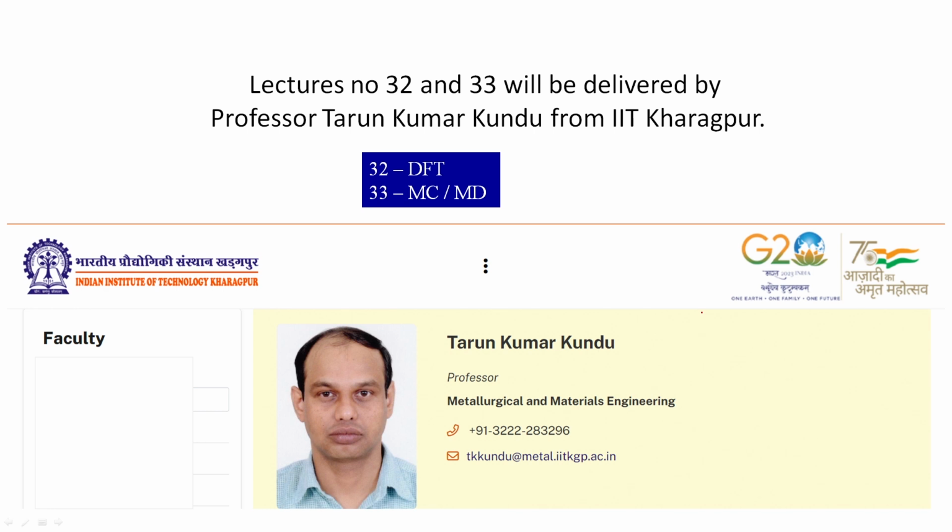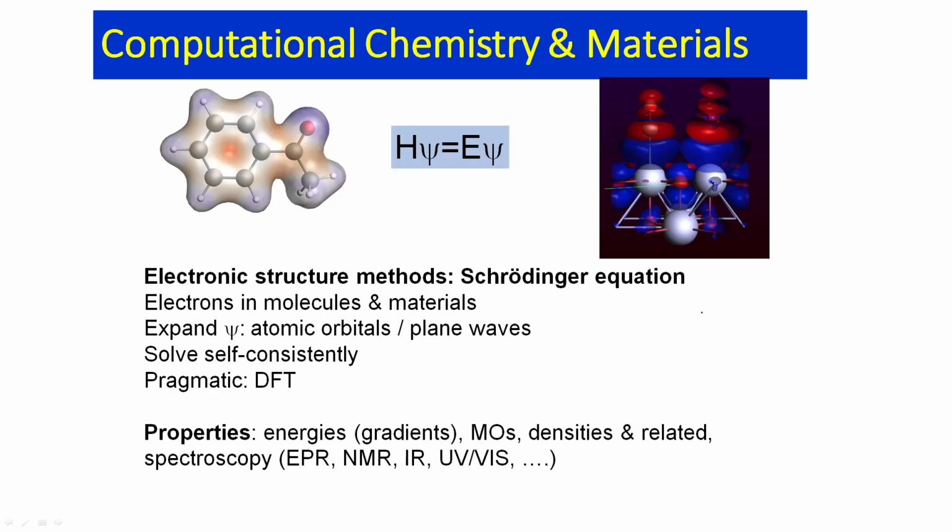Next, the lectures discussed by Professor Tarun Kumar Kundu, lecture numbers 32 and 33, and here I will briefly talk about what has been discussed. An important aspect for electronic and atomic structure is what is known as the Schrodinger equation, that is H psi equal to E psi. H is the Hamiltonian and E is the energy, and this is something which shall be widely used.